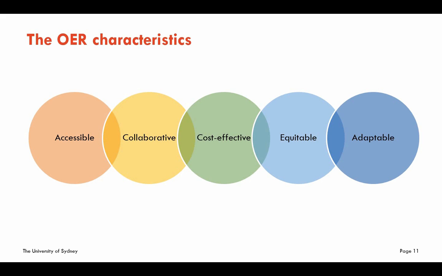To start, I thought it would be useful to talk through some of the characteristics of open educational resources. As Philippa mentioned earlier, OERs are based on the 5Rs framework: retain, reuse, revise, remix, and redistribute. When an open educational resource is created using this framework, they should translate into the following 5 characteristics: accessible, collaborative, cost-effective, equitable, and adaptable.